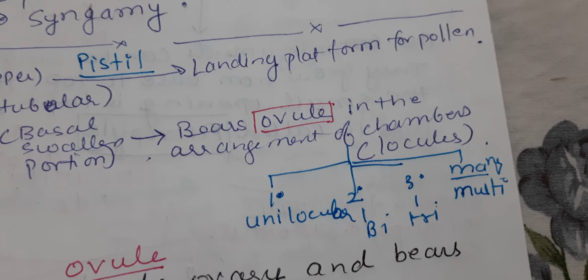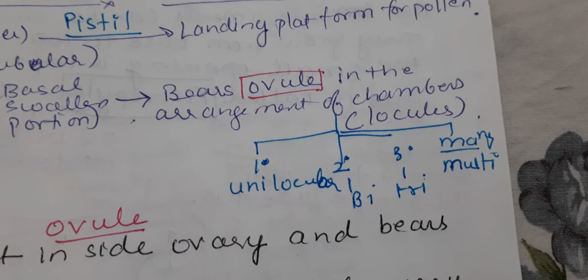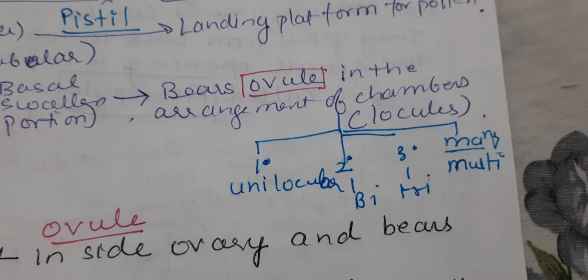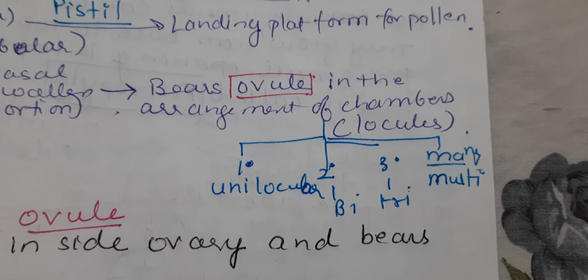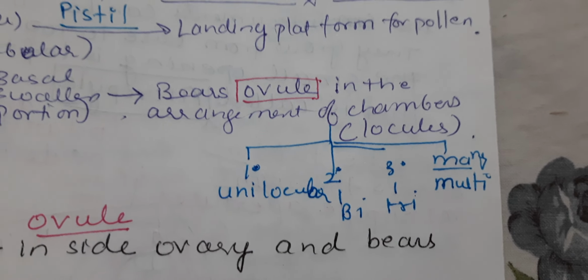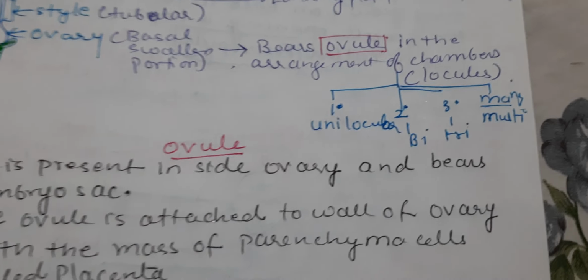So again, depending on if the ovary has one locule, it is known as unilocular. If it has two, it is known as bilocular. If three, then trilocular, and then for many, multilocular.